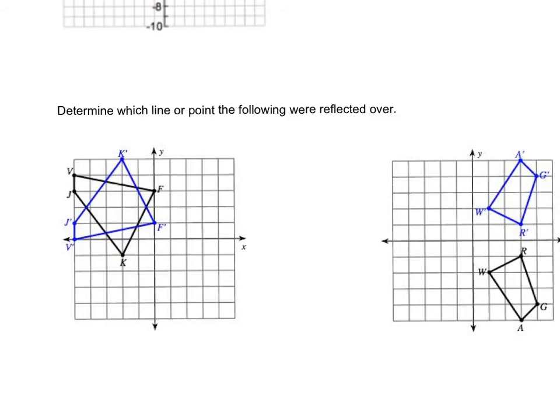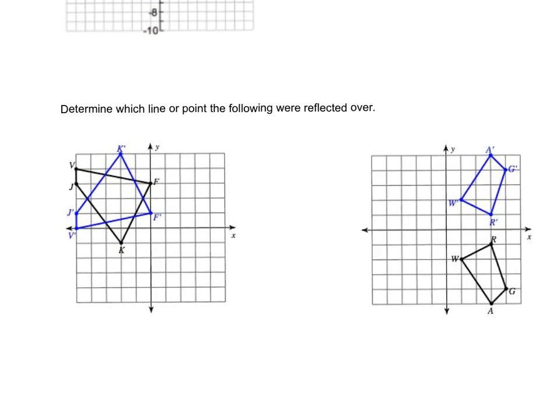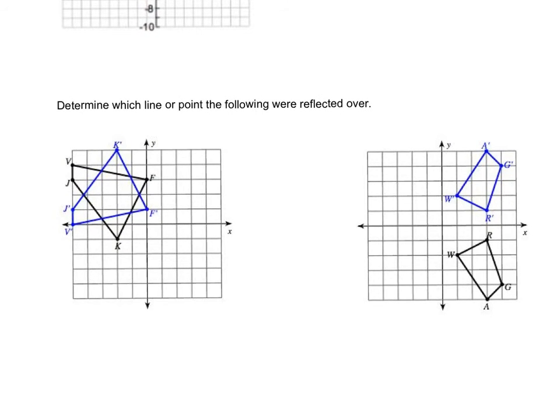Okay. So our last examples, we're going to determine which line or point the following shapes were reflected over. So we start off with our first picture. We have a quadrilateral VFKJ and our new image J prime, V prime, K prime, F prime. So it's not necessarily going to be reflected across our x-axis, y-axis, or origin. It looks like it's reflected across a different line.